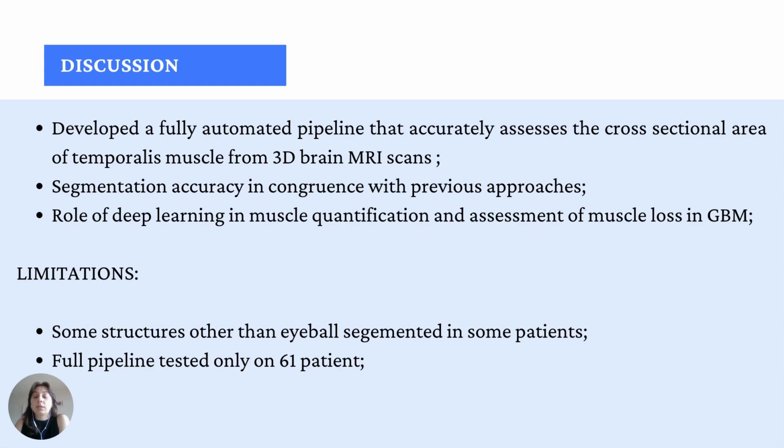Our segmentation accuracy is in congruence with previous approaches, as the 2 other methods discussed before, which segmented temporalis muscle, had overlap scores of 0.78 and 0.9, comparable to our score of 0.9. We have shown that there is a potential role of deep learning in muscle quantification and assessment of muscle loss in GBM. Nonetheless, there are some limitations to our current work. First, some structures other than the eyeball are segmented in some patients, which might lead to incorrect slice selection for these patients. Furthermore, the full pipeline was only tested on 61 patients from 1 dataset. Thus, this work needs to be extended in order to validate our model.